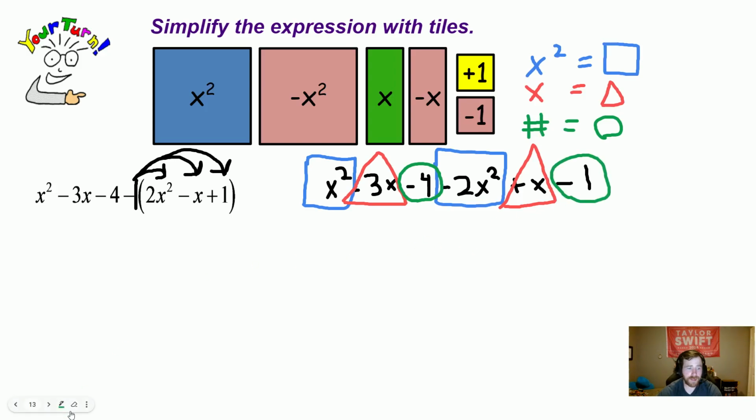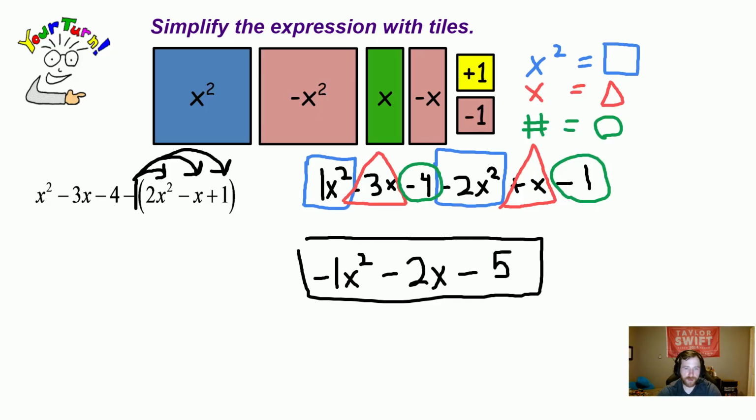So now I'm just adding the coefficients. This is a 1x squared plus -2x squared. 1 plus -2 is -1x squared, or just x squared. Then I have -3x plus x. That is -2x. Then I don't have any more x's to combine, so I move on to my numbers, and I have a -4 plus -1. That is a -5. The answer here is -1x squared minus 2x minus 5. That is it in its most simplified form.